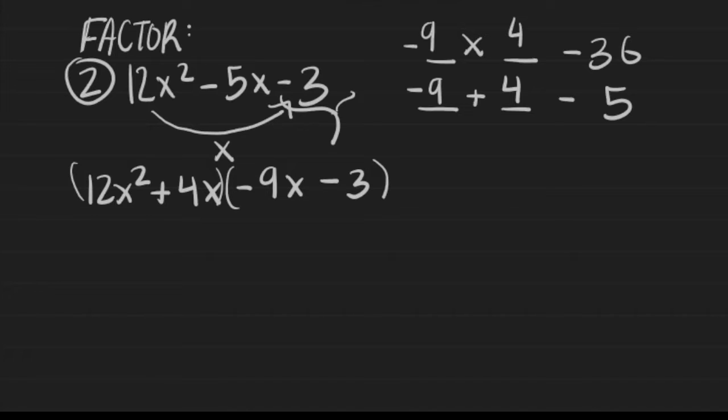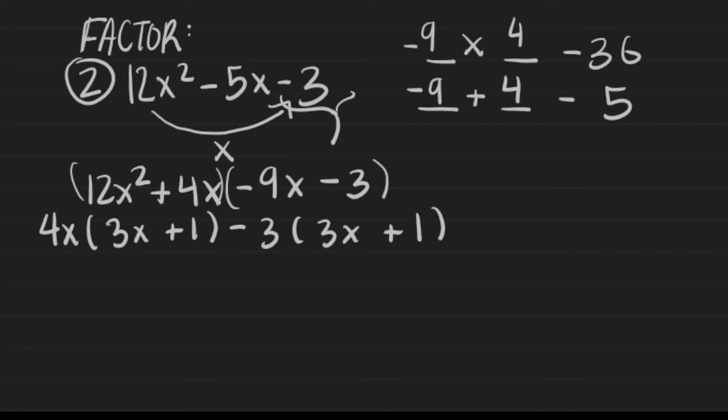I put a 4 here because it will be easier to simplify the terms. So you can factor out 4x, which leaves 3x plus 1. And for the other pair, you can factor out negative 3, so that also leaves 3x plus 1. Now your main goal is to get these two bracket terms the same when you're simplifying. Once you do, you can put this as 3x plus 1, and then combine the outside terms, which is 4x minus 3. And that's how you factor a complex trinomial.